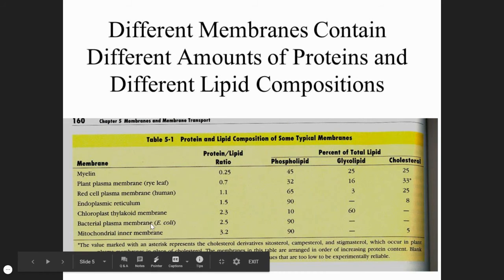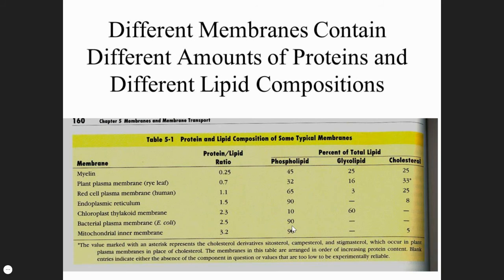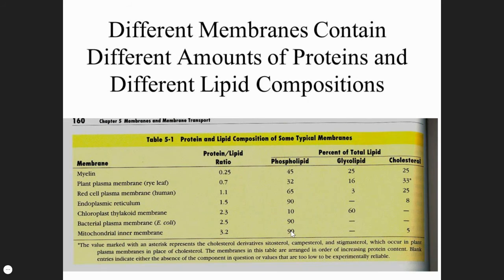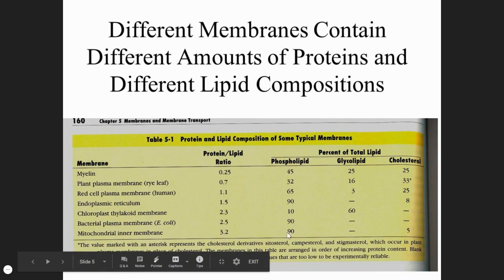This is the case of a bacterial plasma membrane, where phospholipids are very, very high in content, and normally prokaryotes don't have glycolipids and cholesterol in their plasma membrane. You can see the mitochondrial inner membrane we have studied previously. The mitochondria and chloroplast resemble in structure, but mitochondria's lipid distribution is very much similar to that of the bacteria.